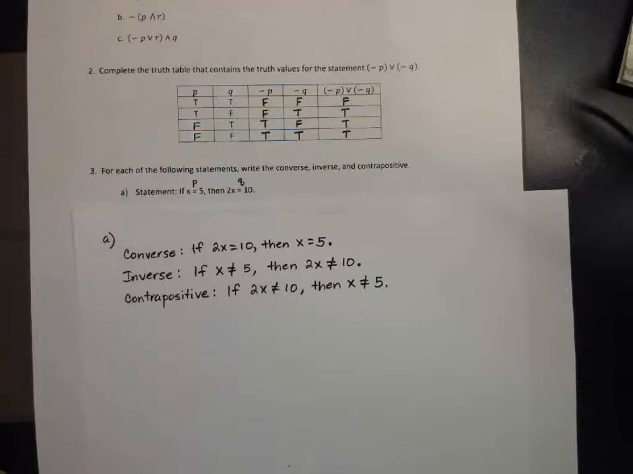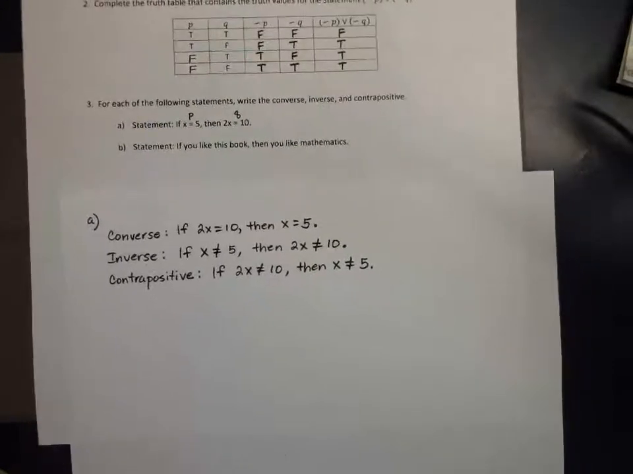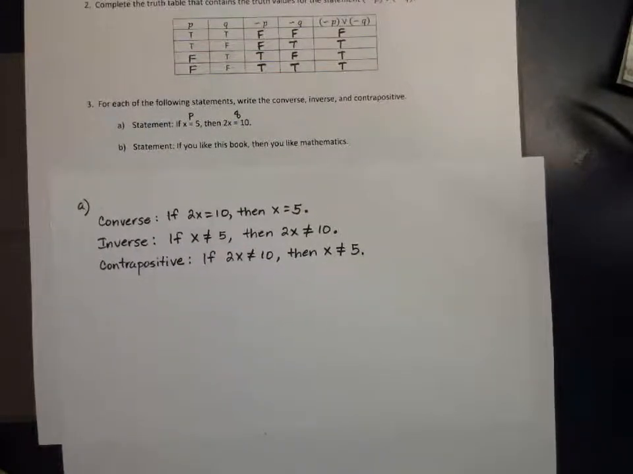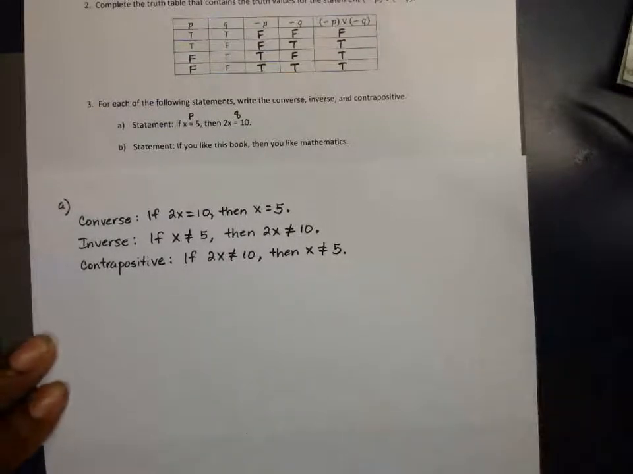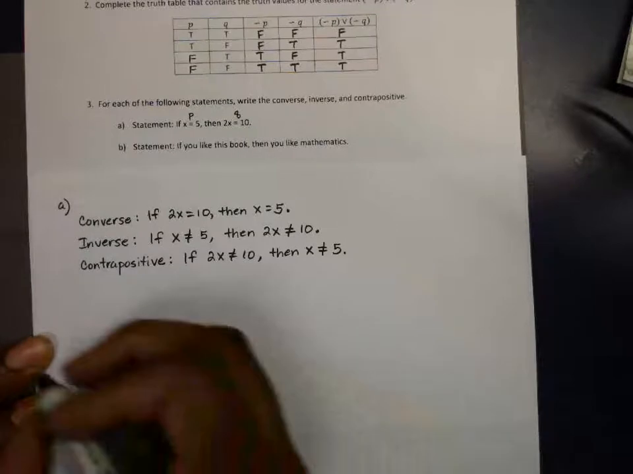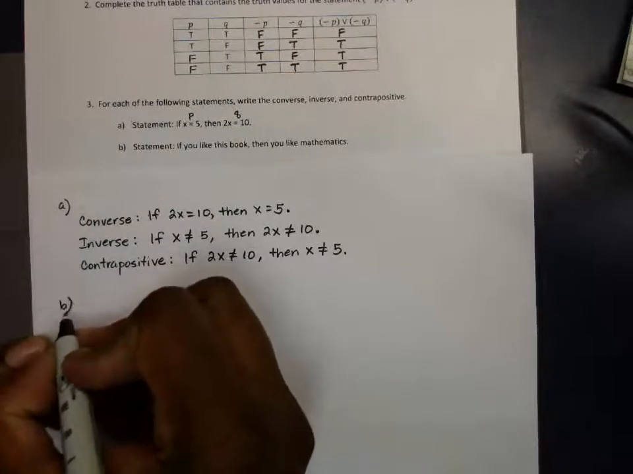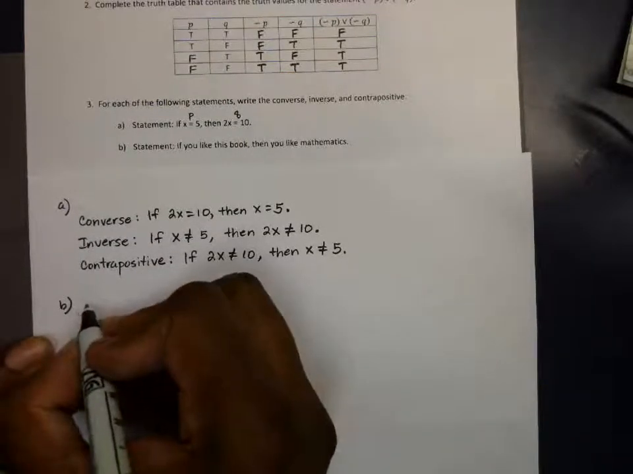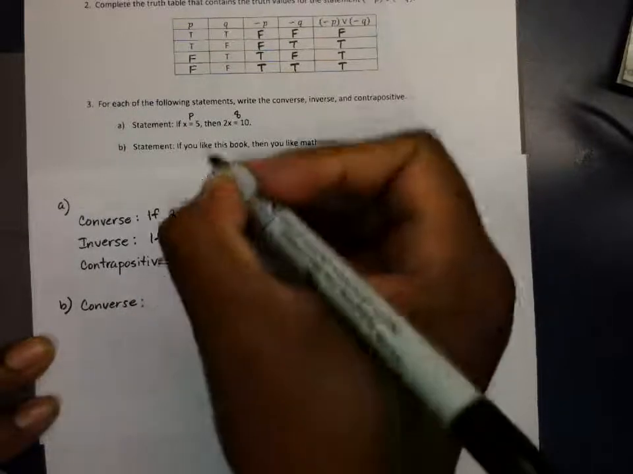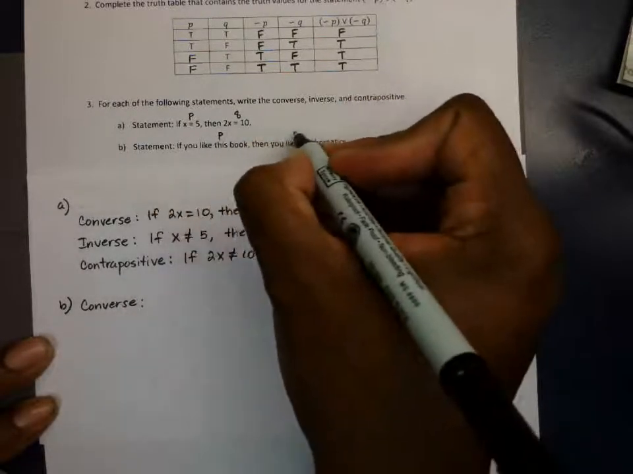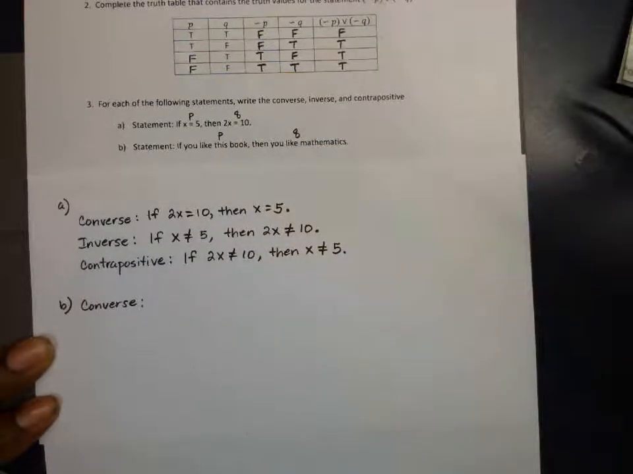Okay, now part B. The statement says if you like this book, then you like mathematics. All right, so let's do the converse of that statement. This is like, again, if P, then Q. So the converse would be if Q, then P.